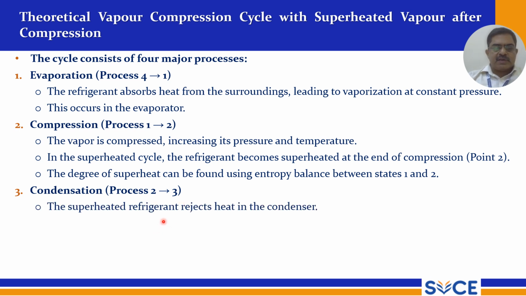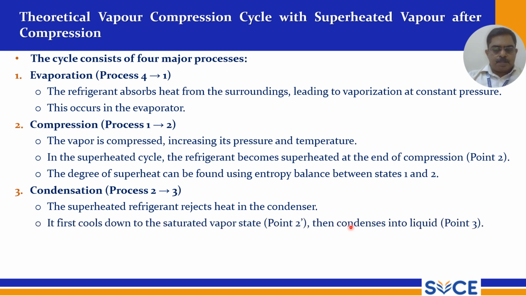The superheated refrigerant rejects heat in the condenser, where the phase transformation is initiated. It first cools down to the saturated vapor state, that is point 2 dash, then condenses into liquid, that is point 3, and the expansion process takes place later.